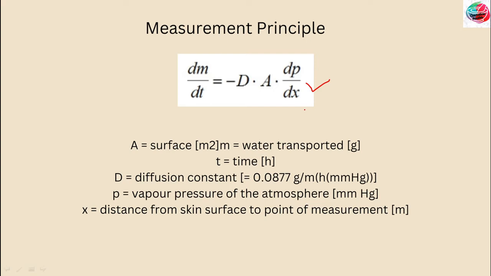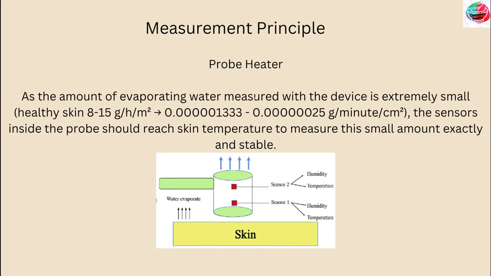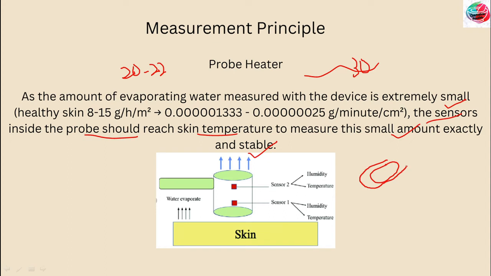Now, one of the features of the probe is the probe heater. The sensors of the probe normally have a room temperature of around 20 to 22 degrees Celsius, whereas skin temperature is 30 degrees Celsius and higher. As the amount of evaporated water measured with the device is extremely small, the sensors inside the probe should reach skin temperature to measure this small amount exactly and stably. With the probe heater, the probe head is constantly warmed up to a temperature close to skin temperature and thus getting very quickly accurate and stable results.